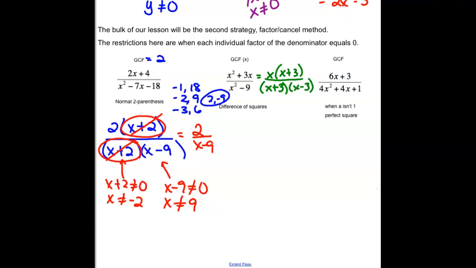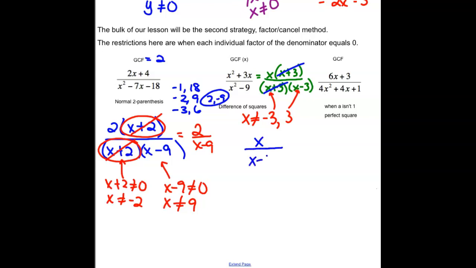So again, before we do any kind of reducing, we want to look at restrictions. In this case, x cannot equal negative 3 because it would make that factor equal to 0. And it can't equal positive 3 because that would make that factor equal to 0. Now we look for common factors that we can reduce out. In this case, we have an x plus 3, both in the numerator and denominator. So the final answer will just be an x for the numerator and an x minus 3 in the denominator.